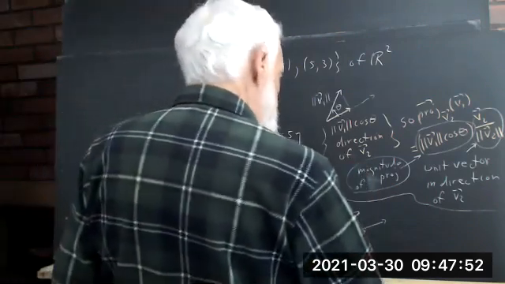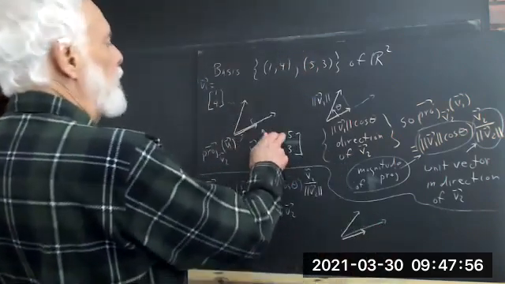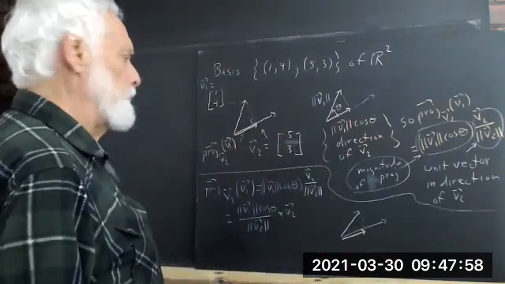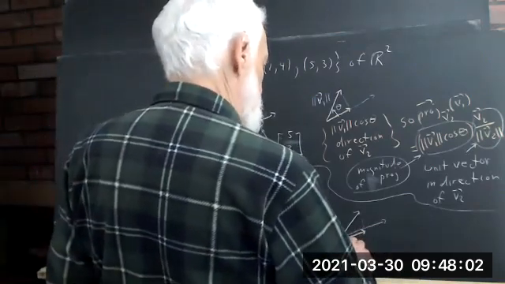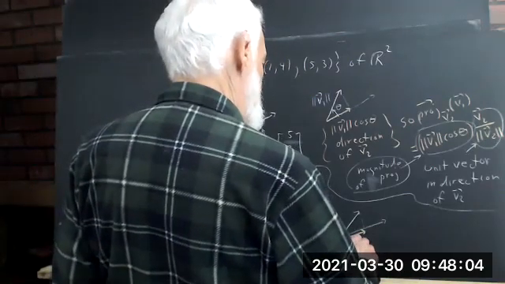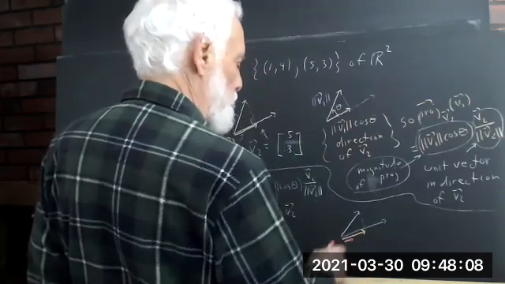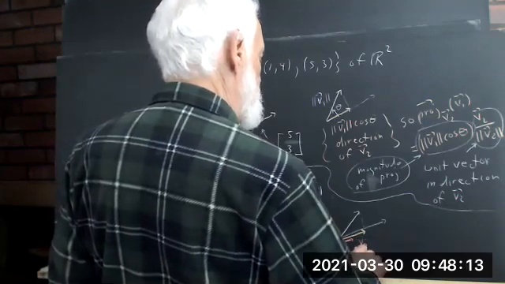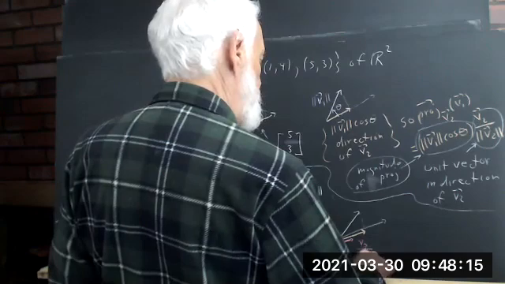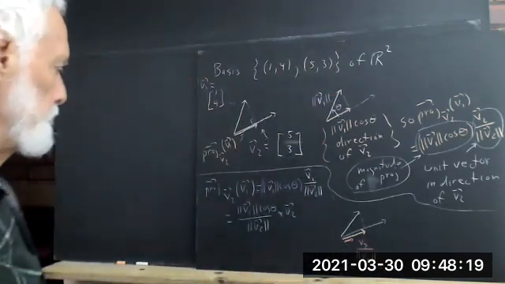Okay, but anyhow, to enhance this, we've got V2 over magnitude of V2. Now, the magnitude of this vector is about 5.8, something like that, so about 1/6 the length of that vector. So here, this red vector is V2 over the magnitude of V2.